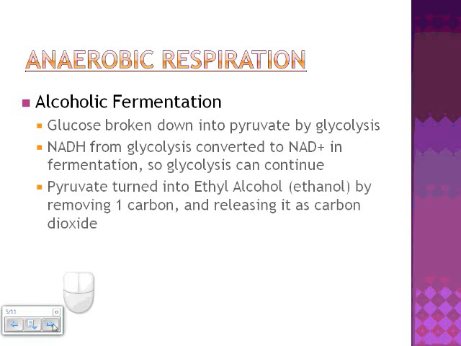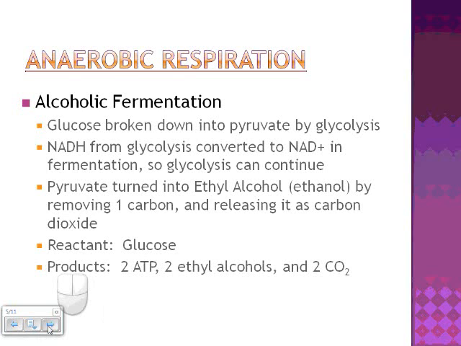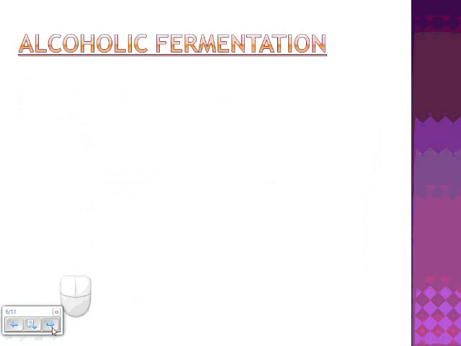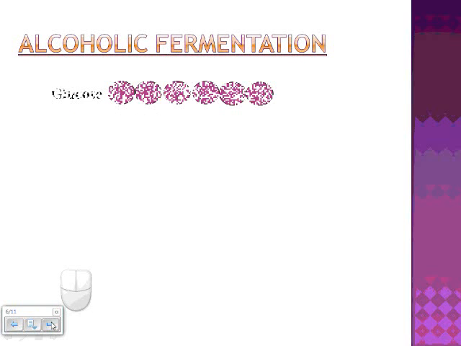But this time, there's a little bit of a difference. The pyruvate is going to be turned into ethanol, or ethyl alcohol. It's going to lose a carbon as carbon dioxide, and what's going to be left is 2 carbons in the form of ethanol. Glucose is what goes in; 2 ATP, 2 ethanols, and 2 CO2s will come out, because 2 pyruvates are going in, so everything is times 2. It's going to take place in the cytoplasm just like everything else, and no oxygen is needed. Alcoholic fermentation diagram.